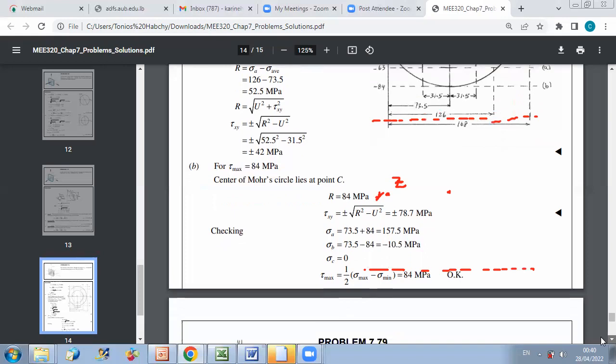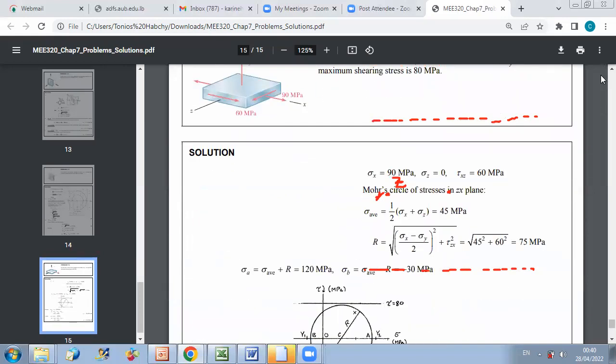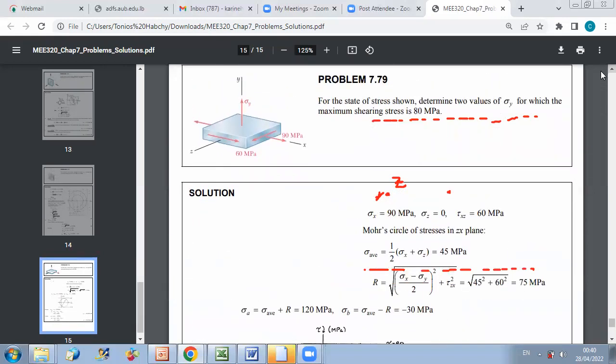Another problem. For the following state of stress shown, determine two values of sigma y for which the maximum shearing stress is 80 megapascal. So again, I do the same way of analysis. I look at my figure. From my figure, I first determine the state of stress given.